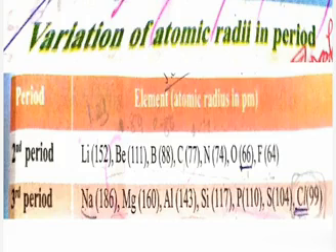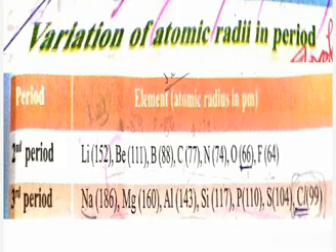So in a period, when we are going from left to right, atomic number is increasing. Atomic number means nothing but the number of protons, the number of positive charges. If the atomic number is increasing, it means the number of protons is increasing.